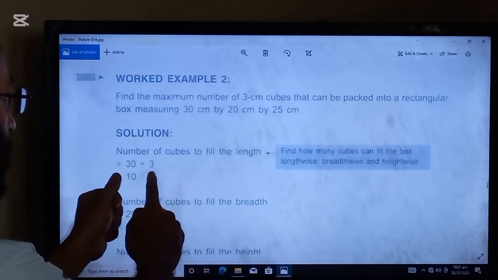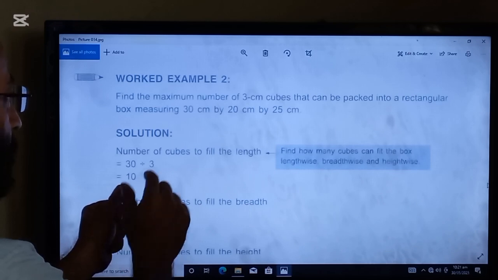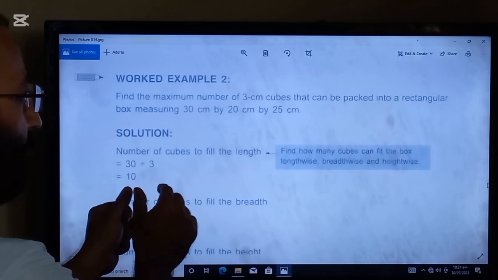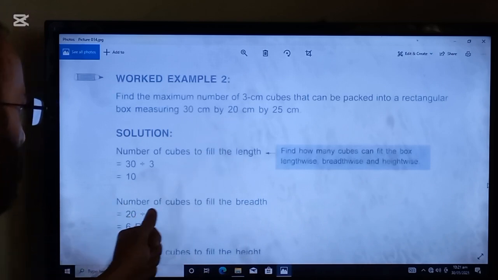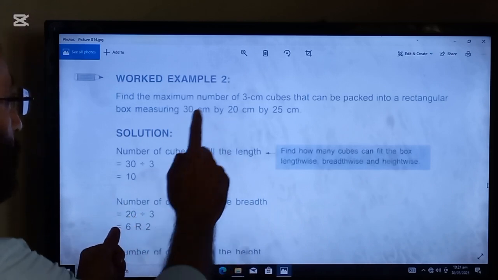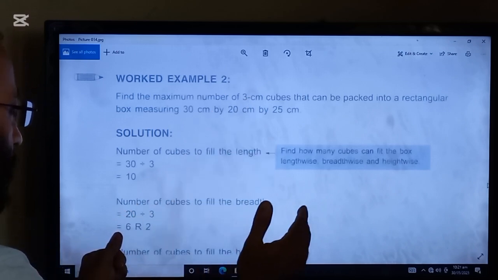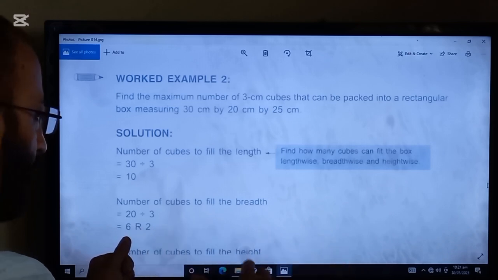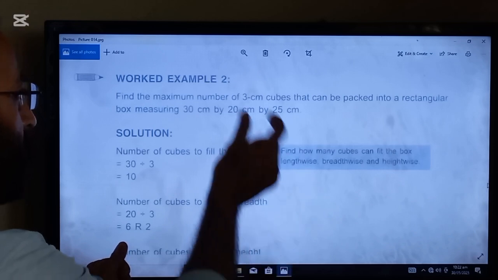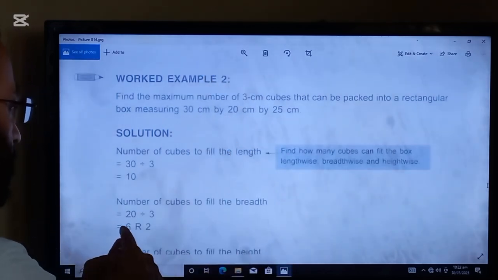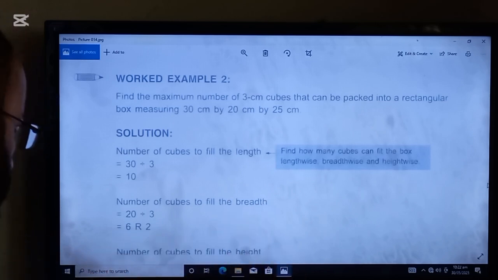So 30 divided by 3, number of the cubes can fill the length. So 10 is the answer. So it means 10 cubes can be fit in lengthwise. Now this is the breadth. So number of the cubes to fill the breadth. So 20 divided by 3, that will be equal to 6 point something. So it means we will ignore the point, because fraction of a cube cannot be packed, full cube can be packed. So it means 6 full cubes can be packed breadthwise.